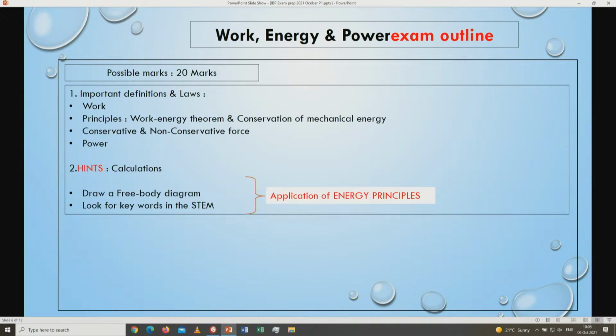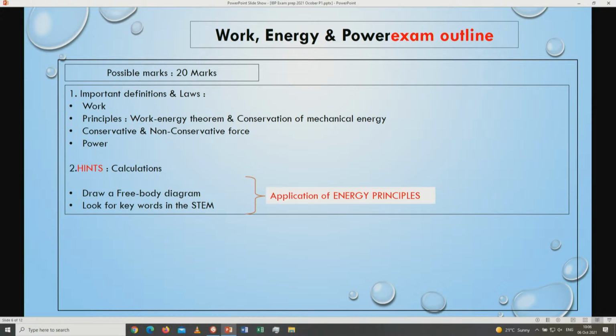Now, work, energy, and power. It's a topic that has a possible 20 marks. That is quite a lot, and it's getting somewhat difficult year in, year out, because the majority of us learners are failing to do it the right way. But history has taught us that you'll still be able to achieve maximum marks.